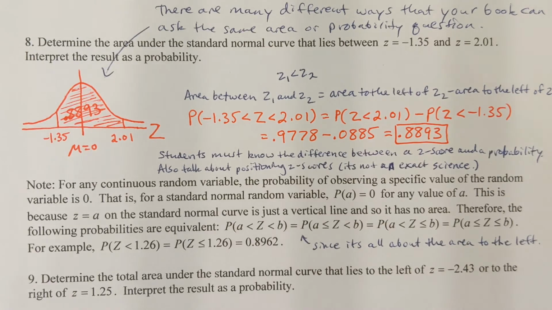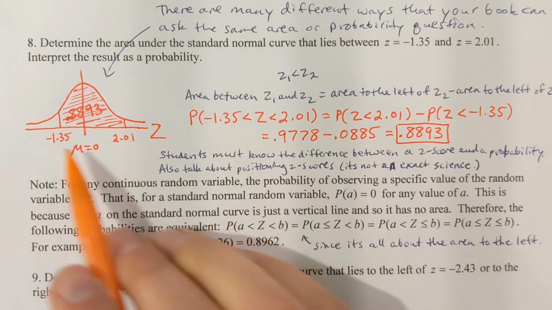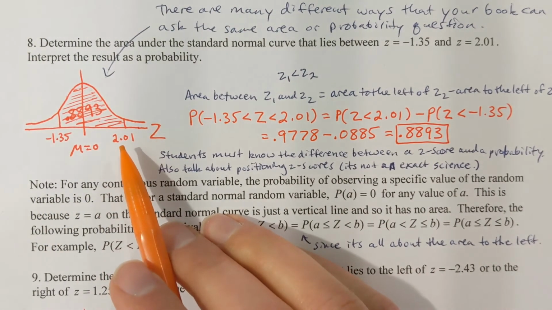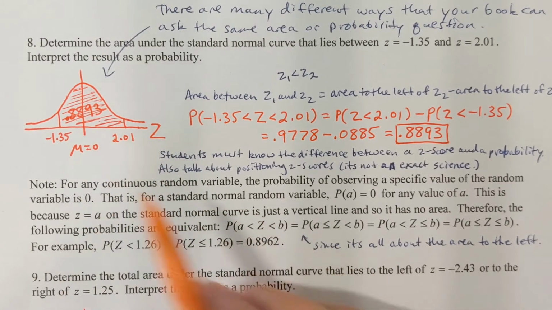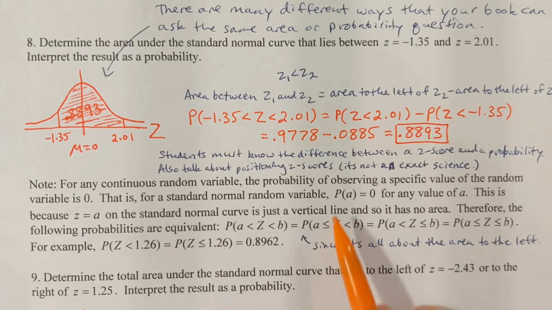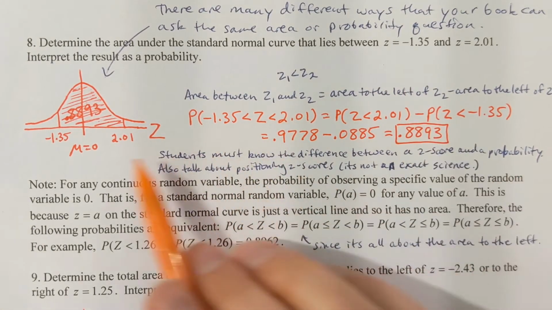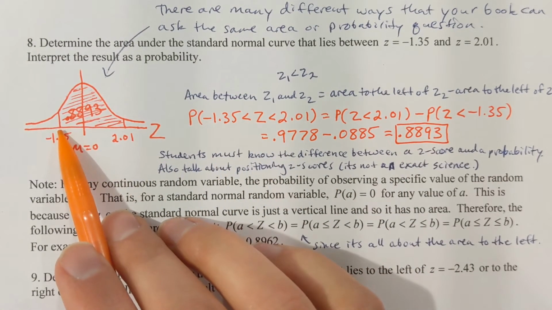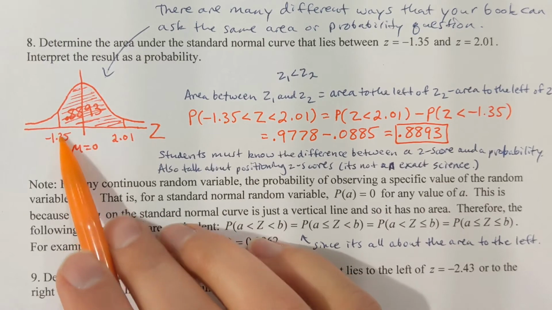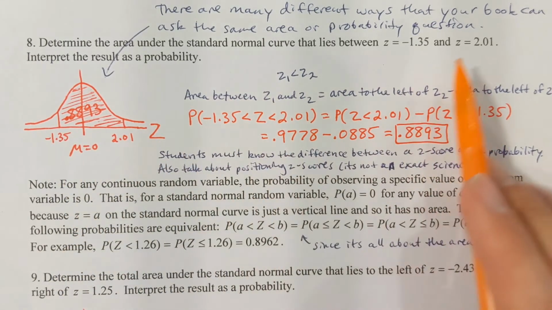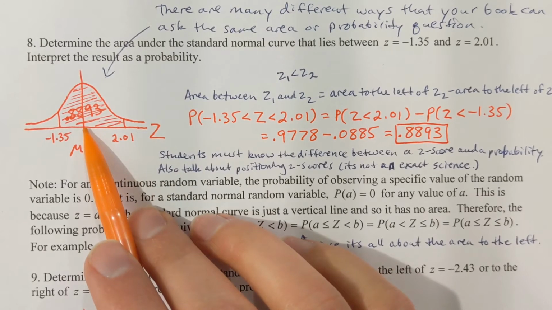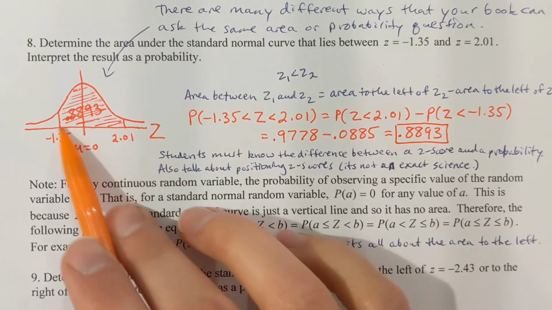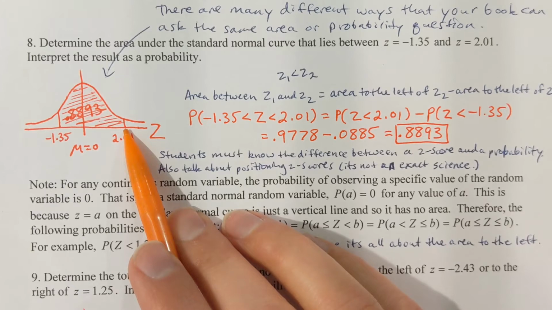Okay, so again, I've already got a bell curve drawn here, and I've labeled the z-axis. The mean is at 0 right in the center, and the first z-score is less than the mean, so I'll go ahead and mark that about right here at negative 1.35. And then my other z-score is bigger than the mean. It's also more distant from the mean than the first number was. And so I've marked 2.01 about right here.